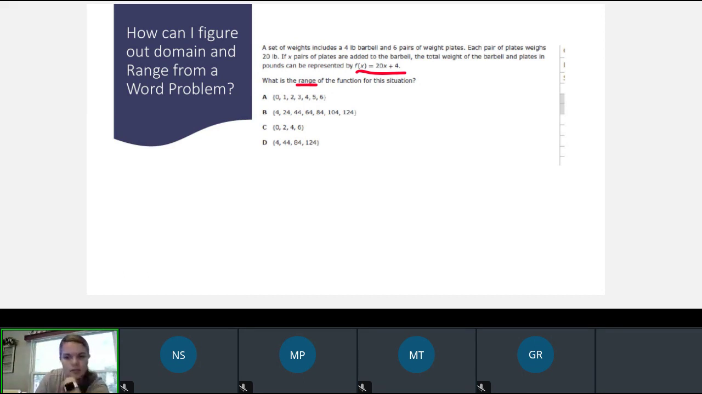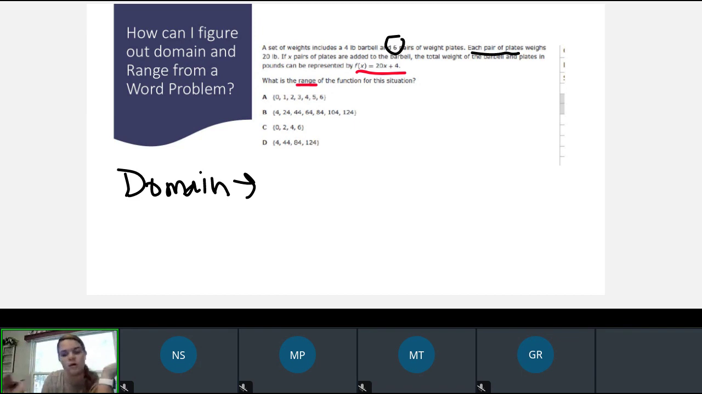Remember from the last problem, before we can determine the range, we have to determine the domain because we have to plug in the domain to get the range. So let's talk about the domain of this problem. The domain is what we changed, our independent variable. We are changing how many pairs of weight plates we put on. And how many pairs do we have total? We have 6. So the domain, this is where we're going to use a list.